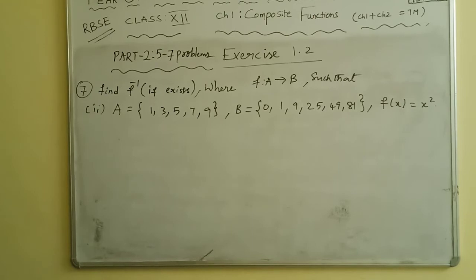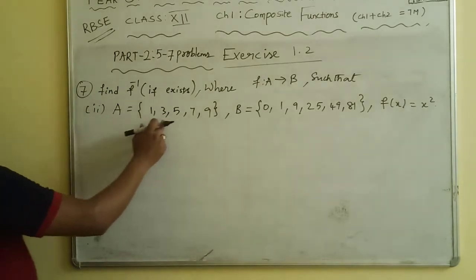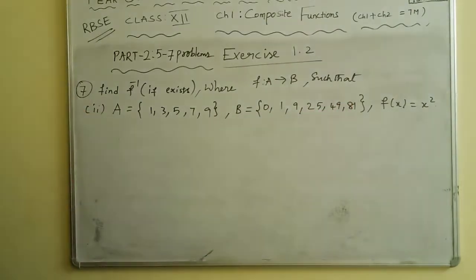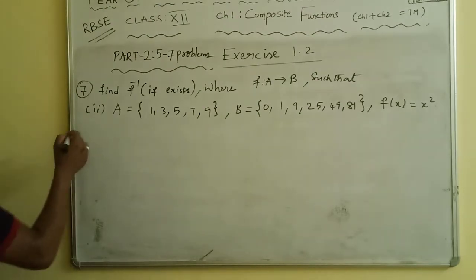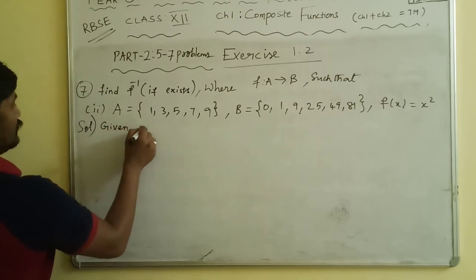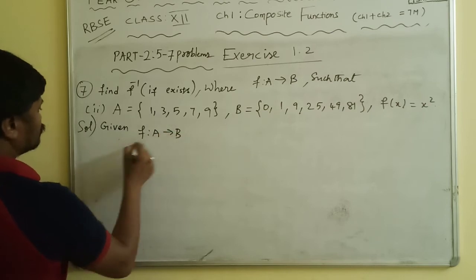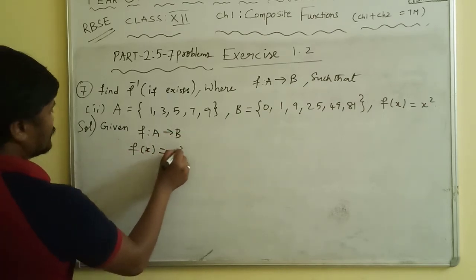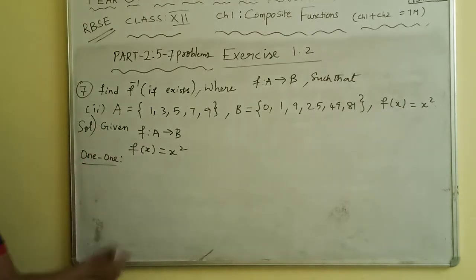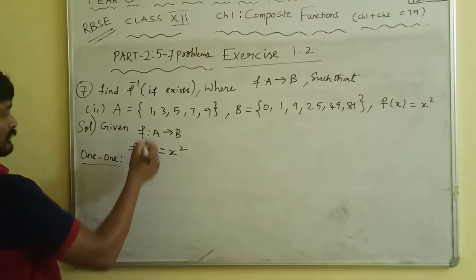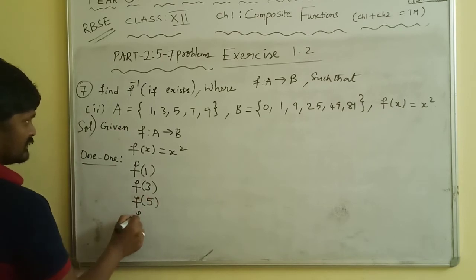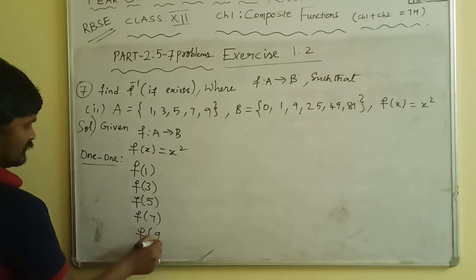This is your second part. If A is equal to {1, 3, 5, 7, 9}, B is equal to {0, 1, 9, 25, 49, 81}, and f of x is equal to x square. Same method, solution again. So what is given? Given here, f maps A to B, f of x is equal to x square. And for 1 to 1, what we need to do is just substitute the A values and get the B values. So what is A? First 1, next 3, next 5, next 7, next 9.